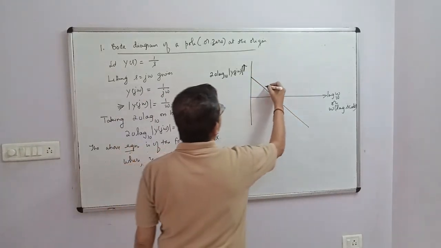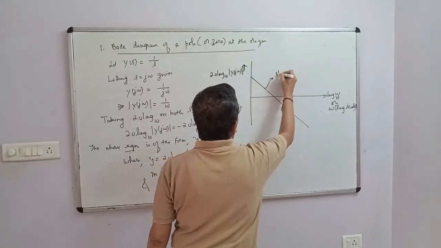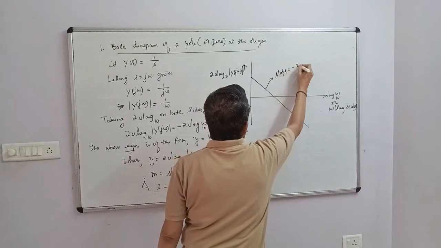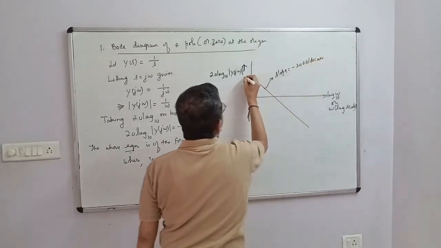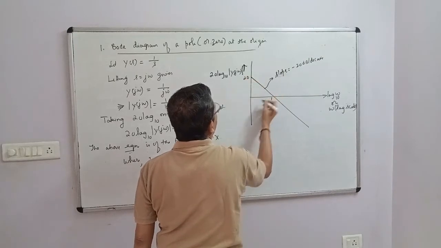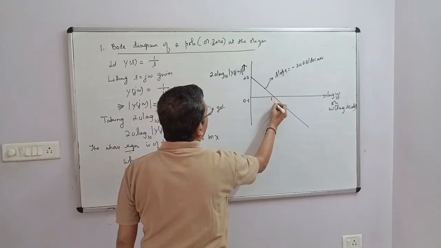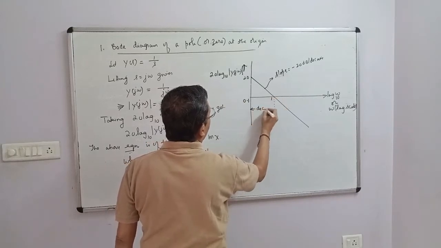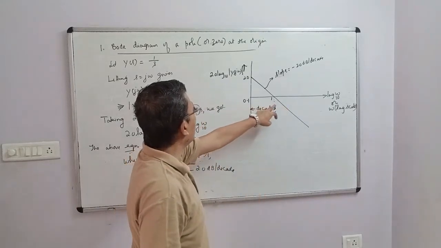The slope of the straight line is equal to minus 20 decibels per decade. This is 20, this is 1, and let us say this is 0.1. So this is a decade, because 0.1, if you multiply by 10, you get 1.